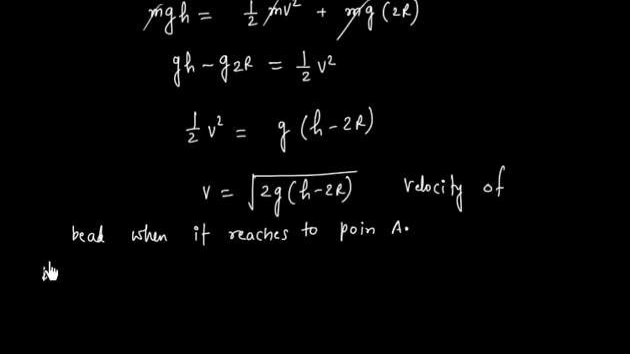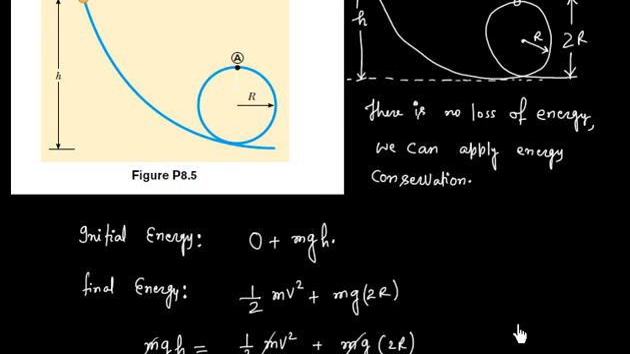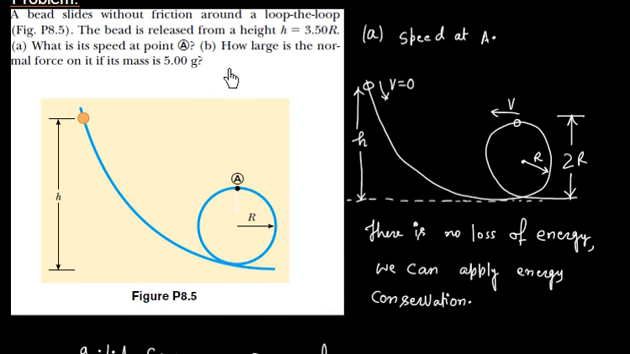Now let us discuss part B. How large is the normal force on it if its mass is 5 gram? So we have to calculate the normal force at this point. So this is point A. So what are the forces that are acting? A force mg is acting in the downward direction. A force on this bead is acting in the normal upward direction, that is normal reaction.